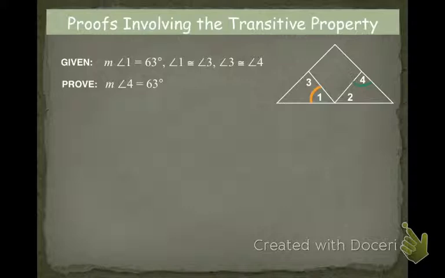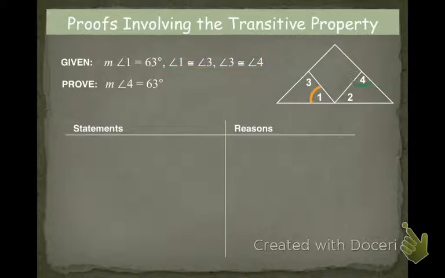Okay, another example, very similar. We know the measurement of one angle. We've got these congruent angles here, where 1 is congruent to 3 and 3 is congruent to 4. Again, you can sort of see what happens. There's a slight twist to this proof, which we'll see in just a second. We start with our given statements.